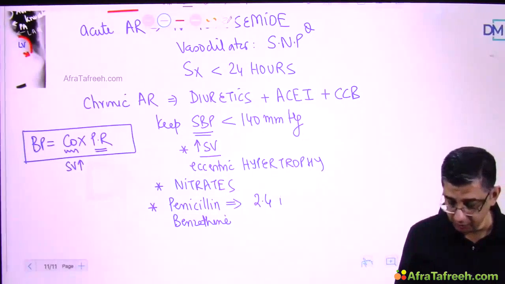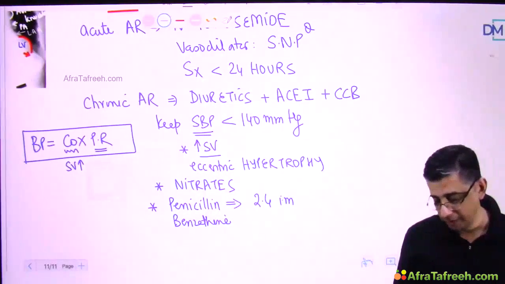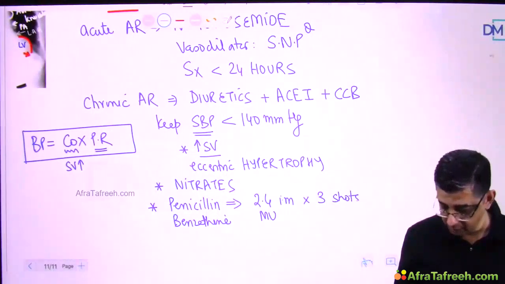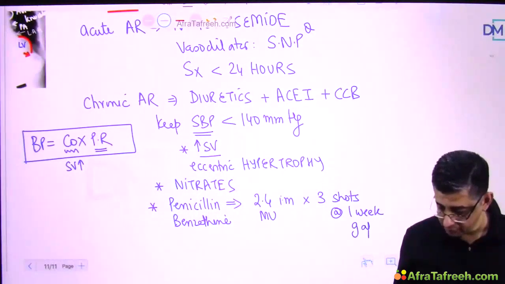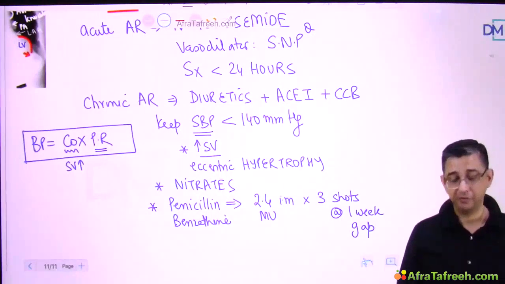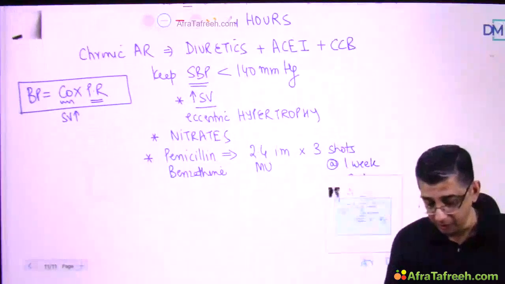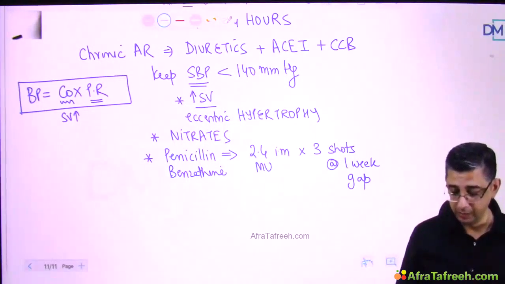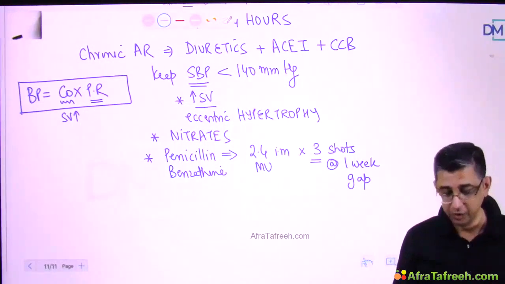The injections would be given of 2.4 million units intramuscularly. There would be a total of 3 shots which would be given to the patient at a gap of 1 week each. So you will have to give a total of 7.2 million units of benzathine penicillin to the patient. Do remember, for primary syphilis we give a single dose, but for cardiovascular syphilis, we give 3 shots.